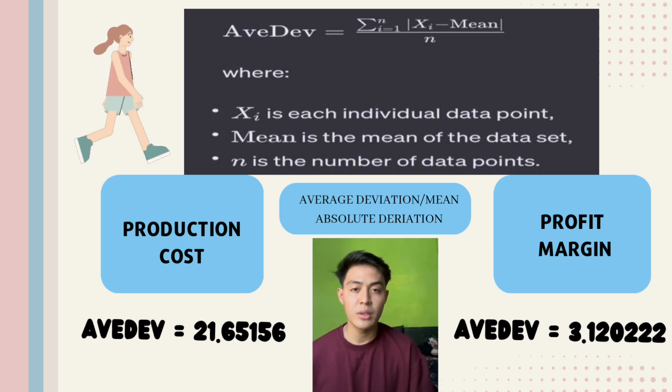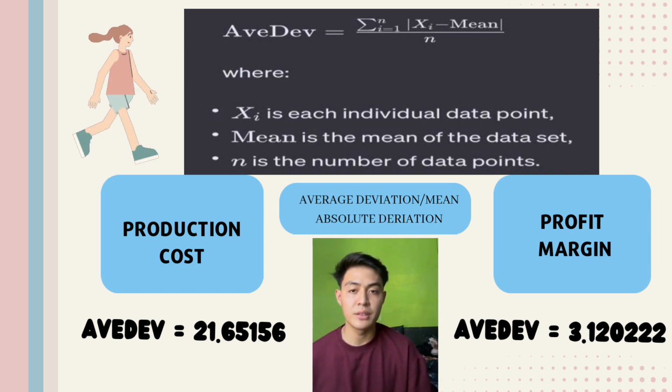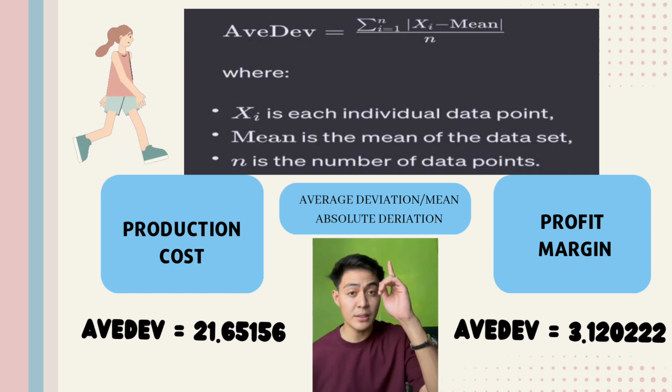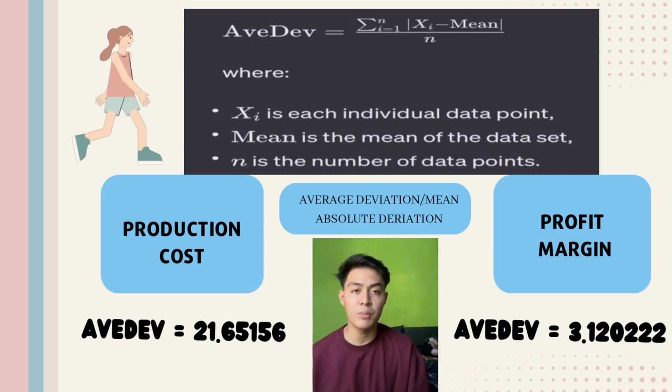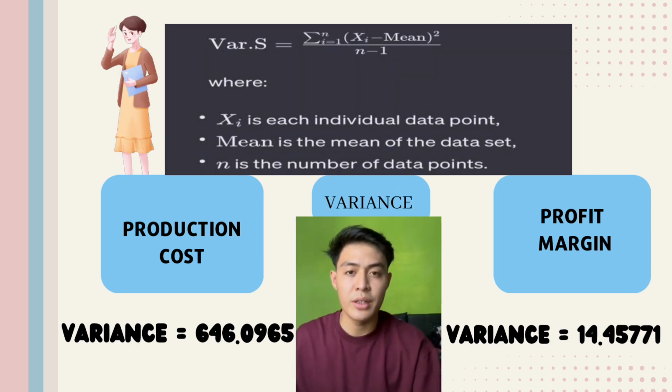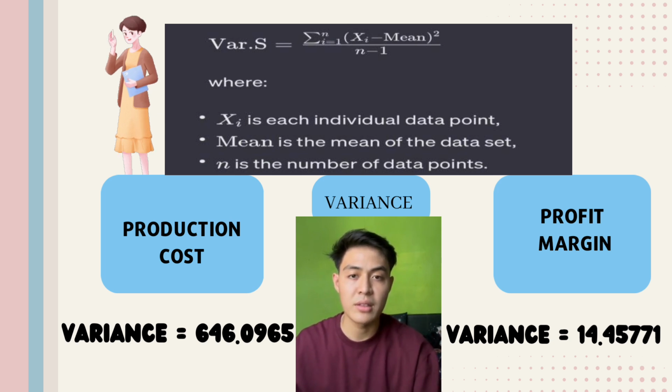The second one is average deviation. With the formula, the value that we get for production cost is 21.65, and for profit margin we get 3.12. The third one is variance. With the formula, we get a value for production cost of 646.10, and for profit margin we get 14.56.